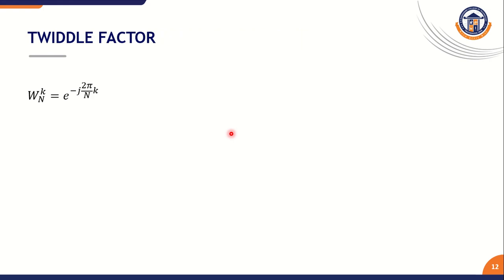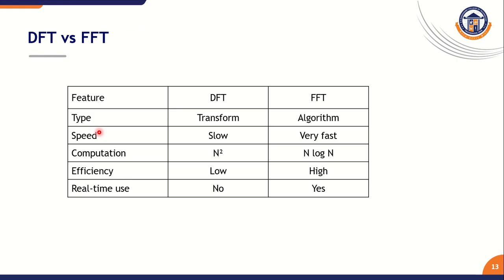Twiddle factor. What do you mean by twiddle factor? The twiddle factor is denoted as W sub N power k. It is a complex exponential term that plays a key role in FFT computation and connects smaller DFT blocks.